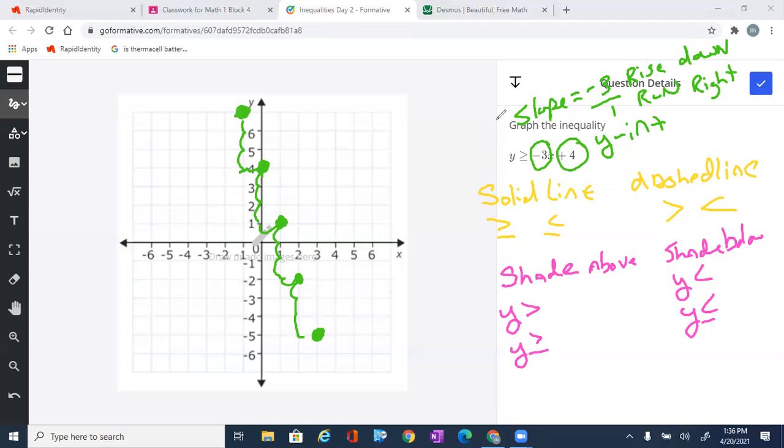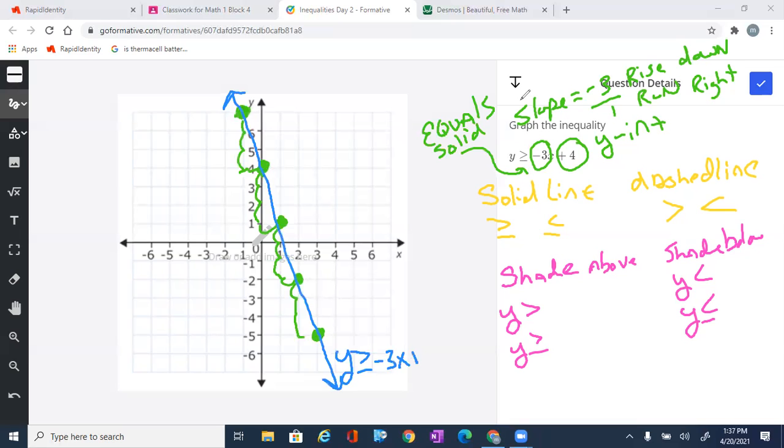Now, the one thing we need to pay attention to now that we've drawn these points is that there is an equals attached with that inequality. Okay, so that equals is going to tell us that it is going to be solid. So I'm going to go ahead and draw a solid line through those points. Okay, and I like to put my equation right next to my line, y greater than or equal to negative 3x plus 4, especially if we're going to graph multiple lines on the same coordinate grid. So we have them labeled.